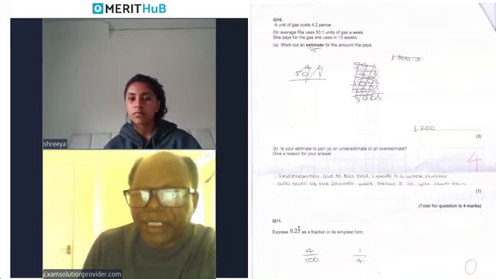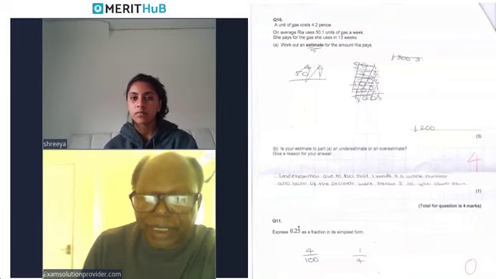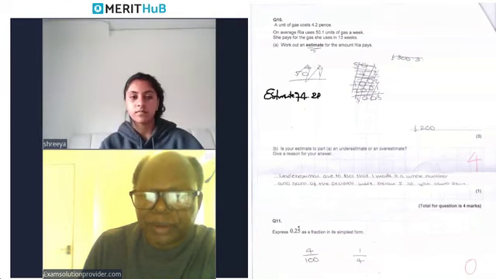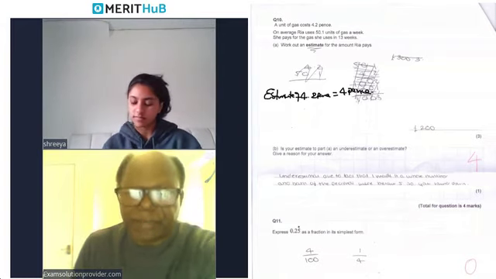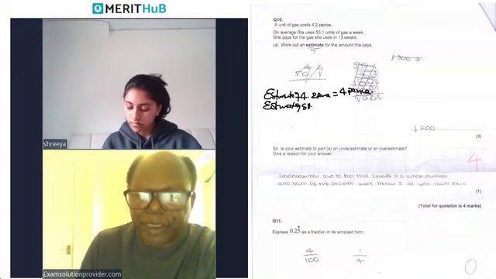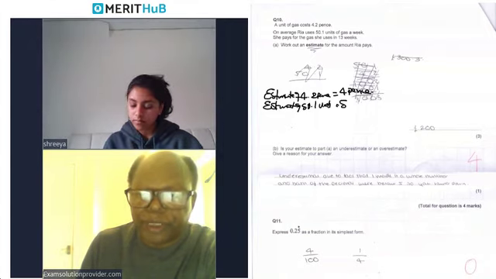Because they want the estimate, you are going to look at this estimate. The estimate of 4.2 pence is going to be equal to 4 pence. And you need to write this if you want to get the marks. Estimate of 50.1 units is equal to 50 units.